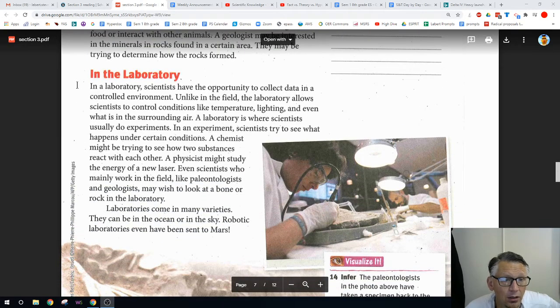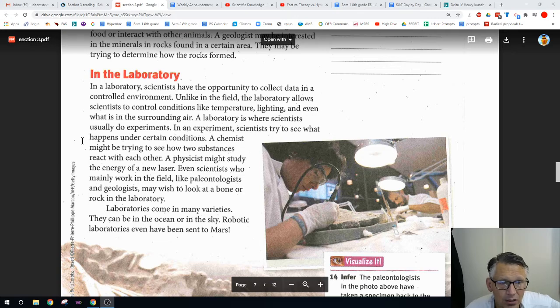In a laboratory, scientists have the opportunity to collect data in a controlled environment. Unlike in the field, a laboratory allows scientists to control conditions like temperature, lighting, and even what is in the surrounding air. A laboratory is where scientists usually do experiments. In an experiment, scientists try to see what happens under certain conditions.